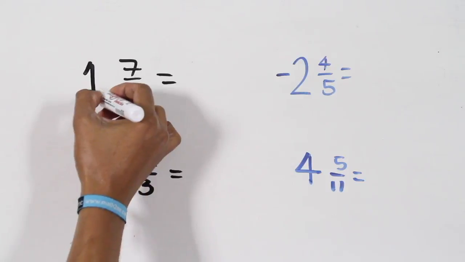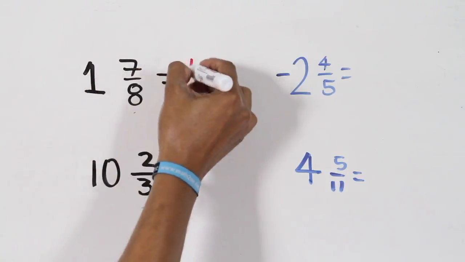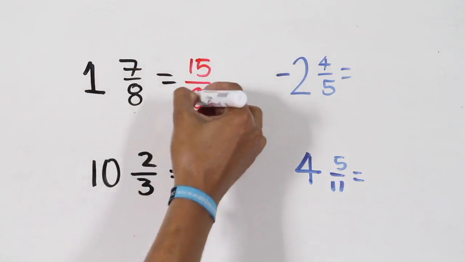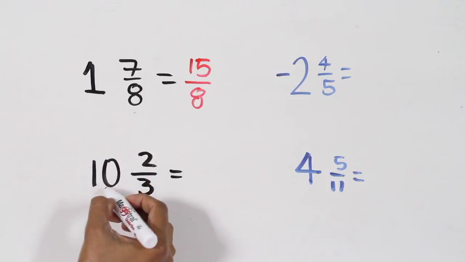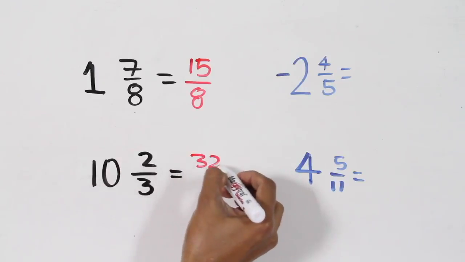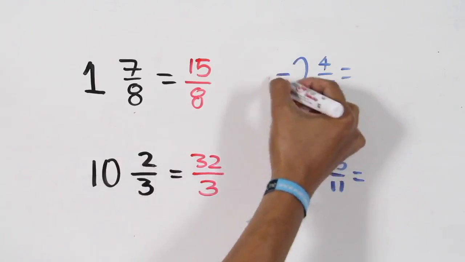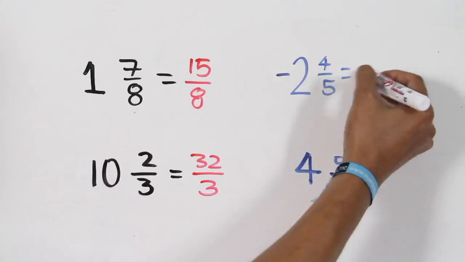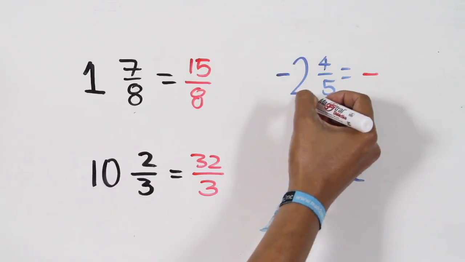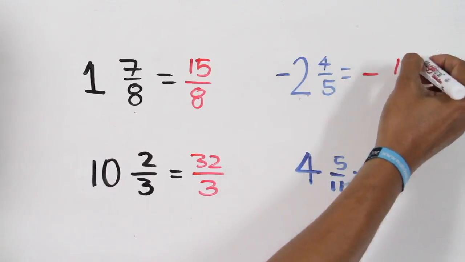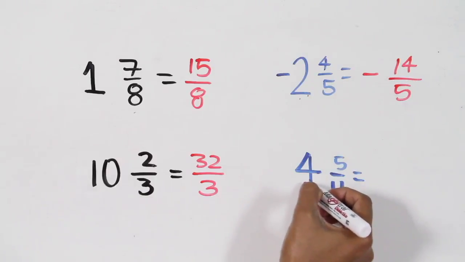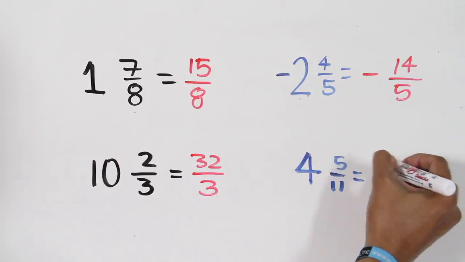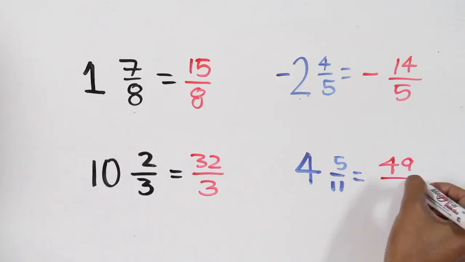So I will solve these fractions very fast. 8 times 1 equals 8, plus 7, 15 over 8. In this fraction, I have to multiply 3 times 10, 30 plus 2, 32 over 3. When you have a negative fraction, you keep the same sign. 5 times 2, 10 plus 4, we get 14 over 5. And finally, 11 times 4 equals 44, plus 5, we get 49 as numerator over 11.